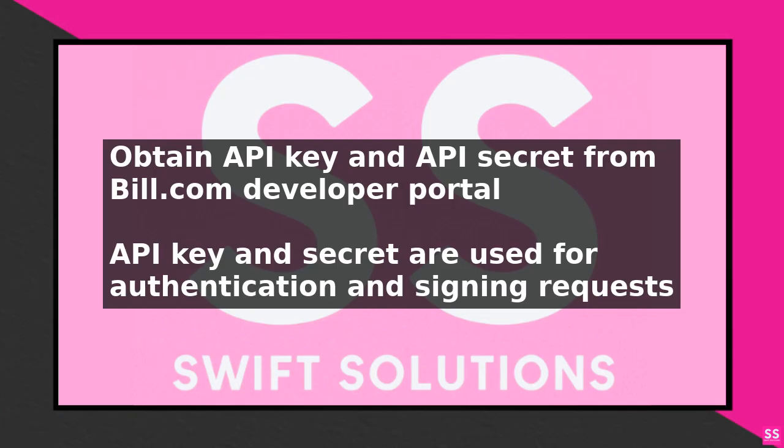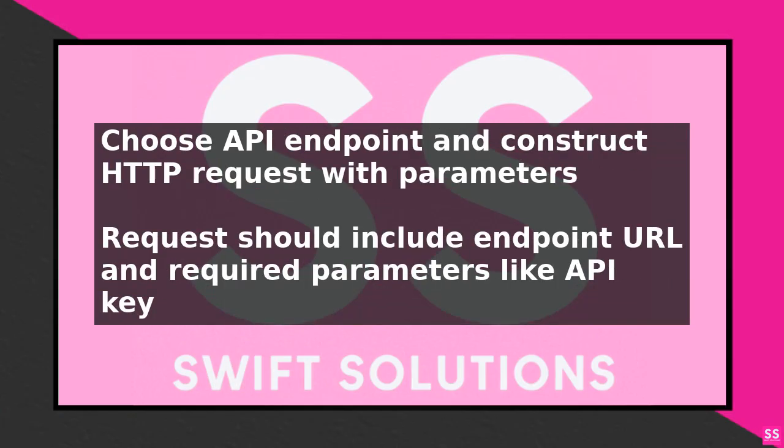When calling the API endpoint, make sure to handle errors and exceptions properly. The Bill.com API returns error codes and messages to help you diagnose and fix any issues that may occur. You should also implement retry logic to handle temporary errors such as network timeouts.